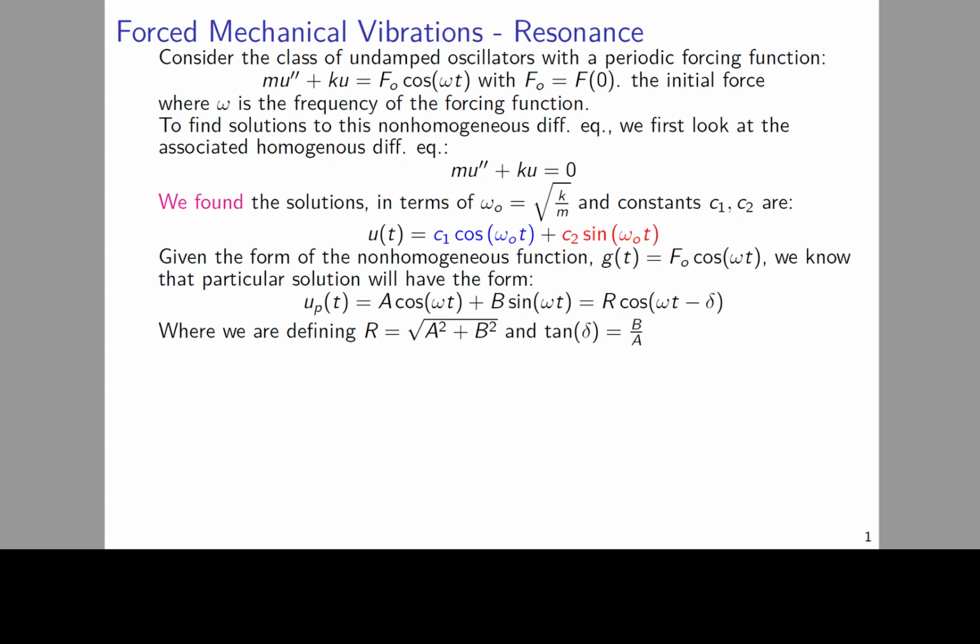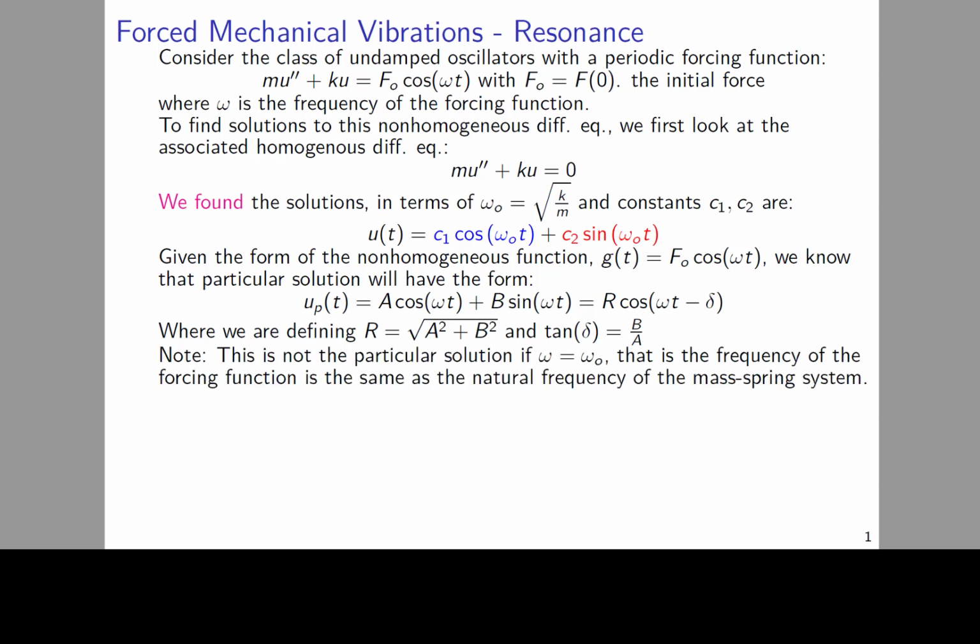Given the form of the non-homogeneous function g of t equals F naught times cosine omega t, we know that the particular solution will have the form u sub p of t equals A times cosine omega t plus B times sine omega t, and that we can write this as a single periodic function R times cosine of omega t minus delta, where we're defining R to be the square root of A squared plus B squared, and the tangent of delta to be B over A.